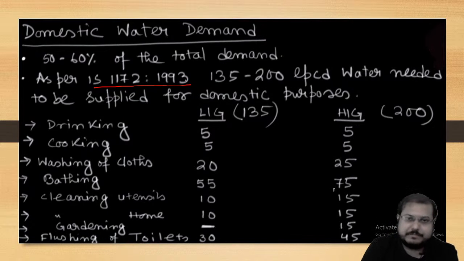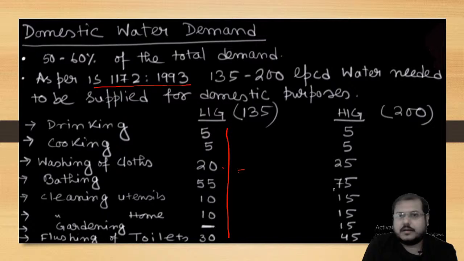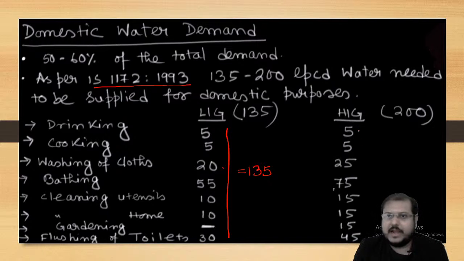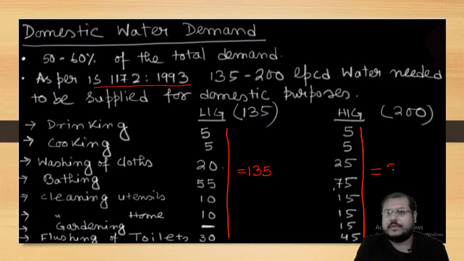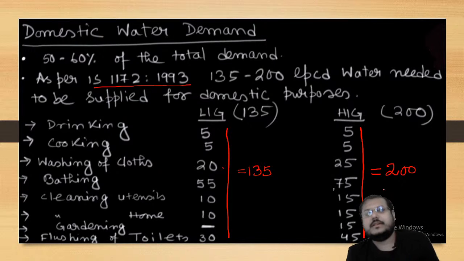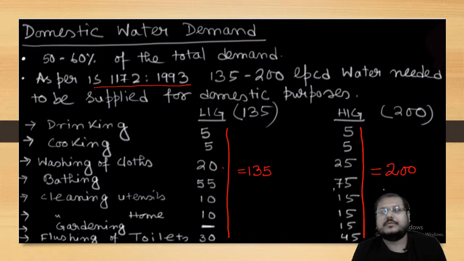If you add this particular column, you will get the value 135. Similarly, if you add this particular column, you will get the value as 200. So from here itself, these 135 and 200 LPCD values are coming. So these are not abrupt values, the 135 and 200 that are provided.